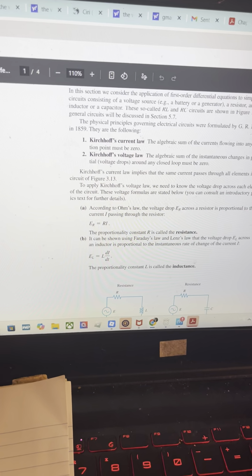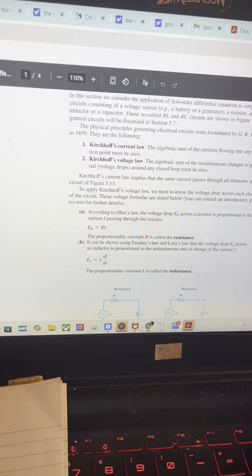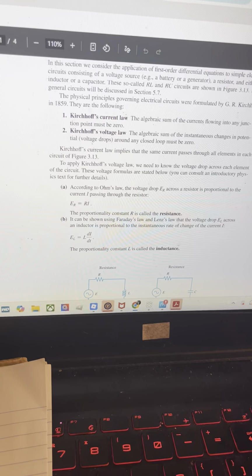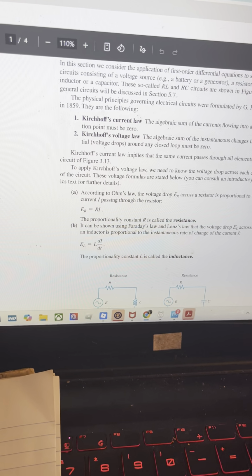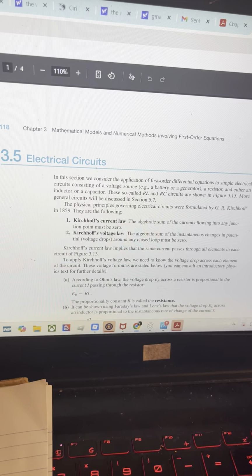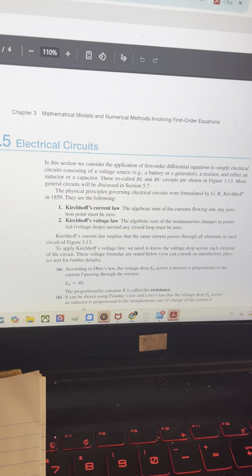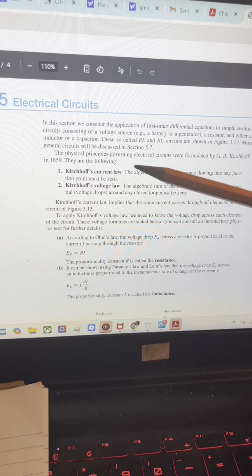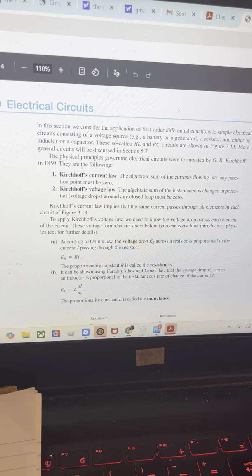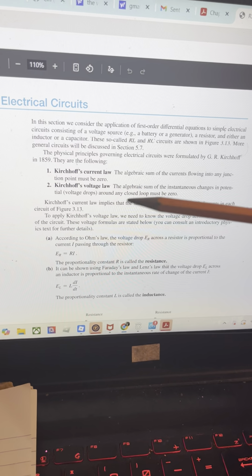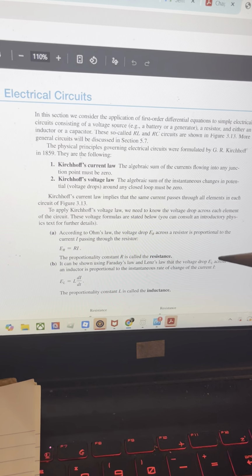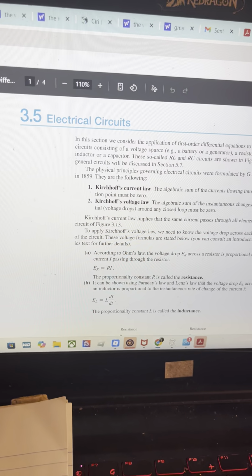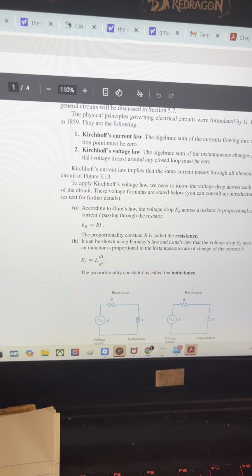Since I'm an electrical engineering student, I delve into circuits, voltage, Ohm's law, all the good stuff. So I decided to base my project off of section 3.5, which deals with electrical circuits. Here you'll see that we have Kirchhoff's current law, and then Kirchhoff's voltage law, which we will again delve into later, dealing with different equations.